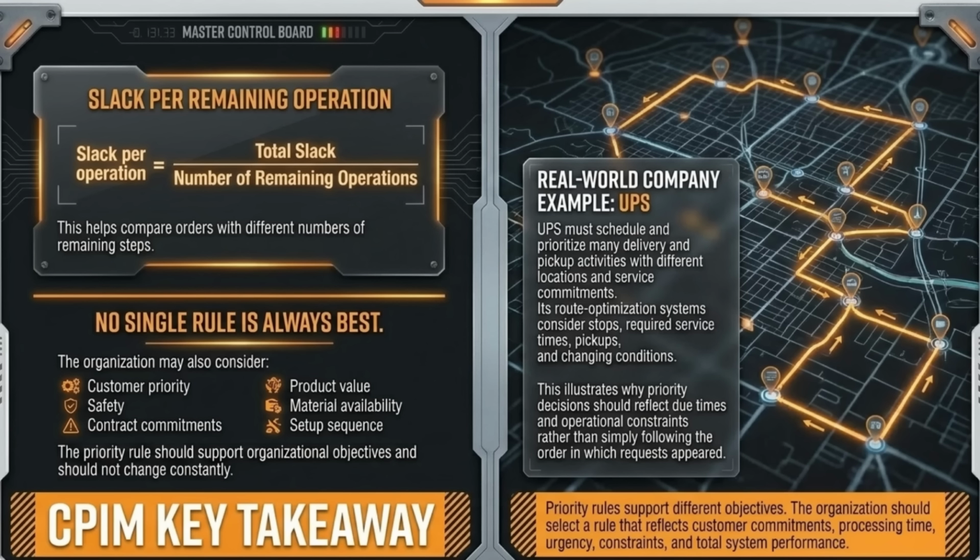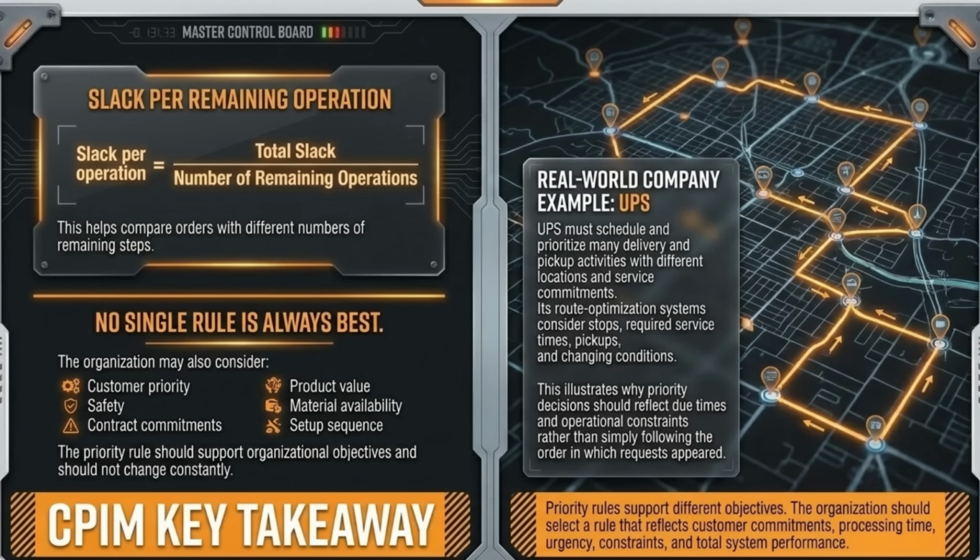Real-world company example: UPS. UPS must schedule and prioritize many delivery and pickup activities with different locations and service commitments. Its route optimization systems consider stops, required service times, pickups, and changing conditions. This illustrates why priority decisions should reflect due times and operational constraints rather than simply following the order in which requests appeared.